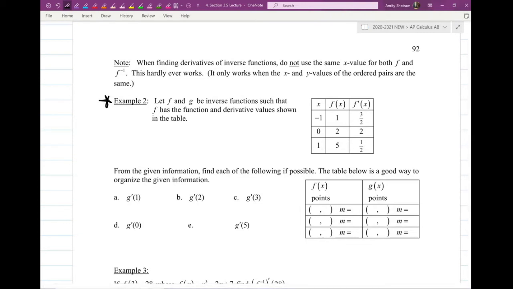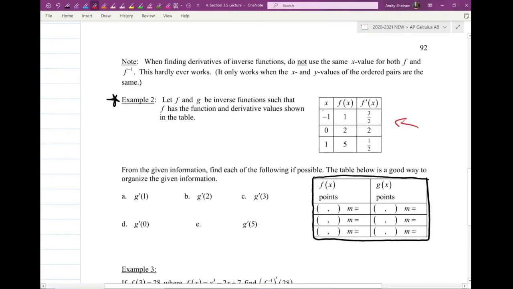So it says, from the given information, find if each of the following is actually possible. It might not be. The table below is a good way to organize the given information. And this table right here, all of a sudden, when I was looking into these notes, I realized this table is golden. This is the kind of thing that you want to do for sure. With this table, it's all organized the way it's supposed to be, and we're so used to these tables, we think they're useful, but not in this particular case.